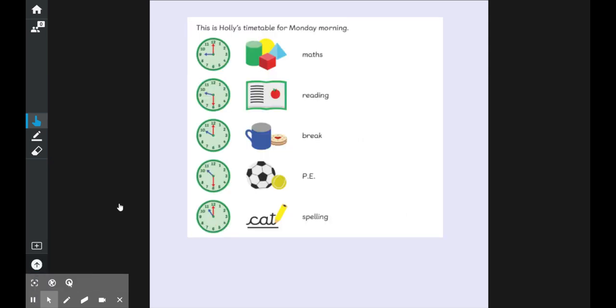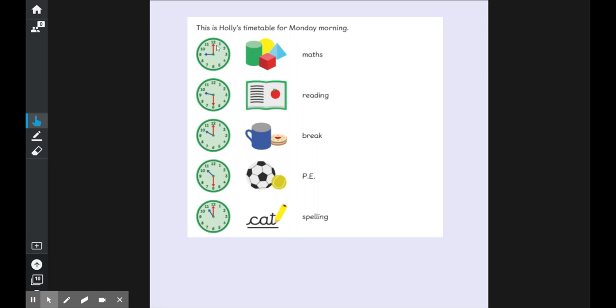Now we're quickly going to look at Holly's timetable together. This is her timetable for a Monday morning at school. At this time, she does maths. At this time, Holly does reading. Next, Holly has a break. Then Holly has a PE lesson. And finally, Holly practices some spelling.